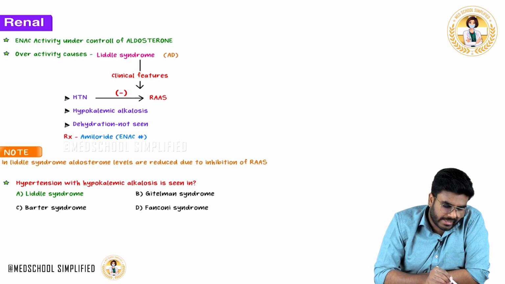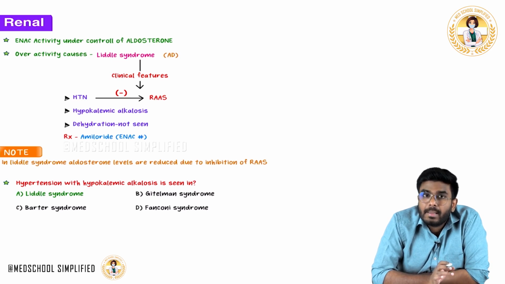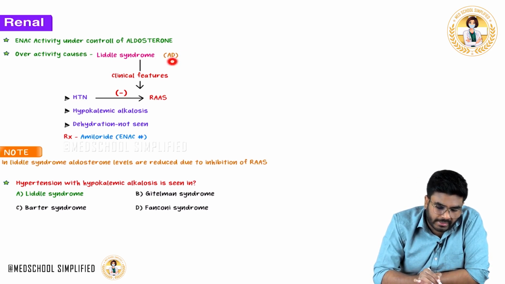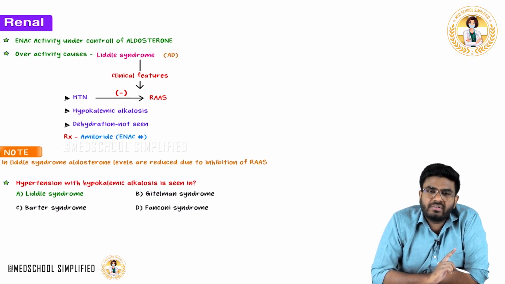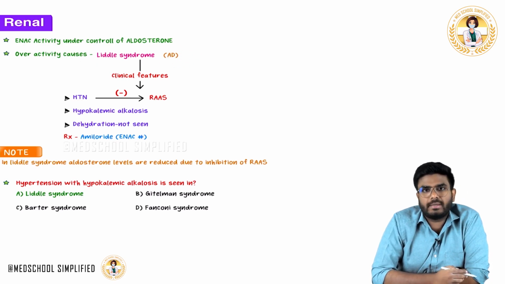So this syndrome is called overactivity of the epithelial sodium channels. ENaC overactivity will cause a syndrome called Liddle syndrome. Liddle, not little, Liddle syndrome. It just looks like little, but it is Liddle, which is autosomal dominant. Liddle for dominant, AD. Previously we discussed Bartter syndrome as well as Gitelman syndrome. They are autosomal recessive disorders. Now this is Liddle syndrome, it is autosomal dominant.